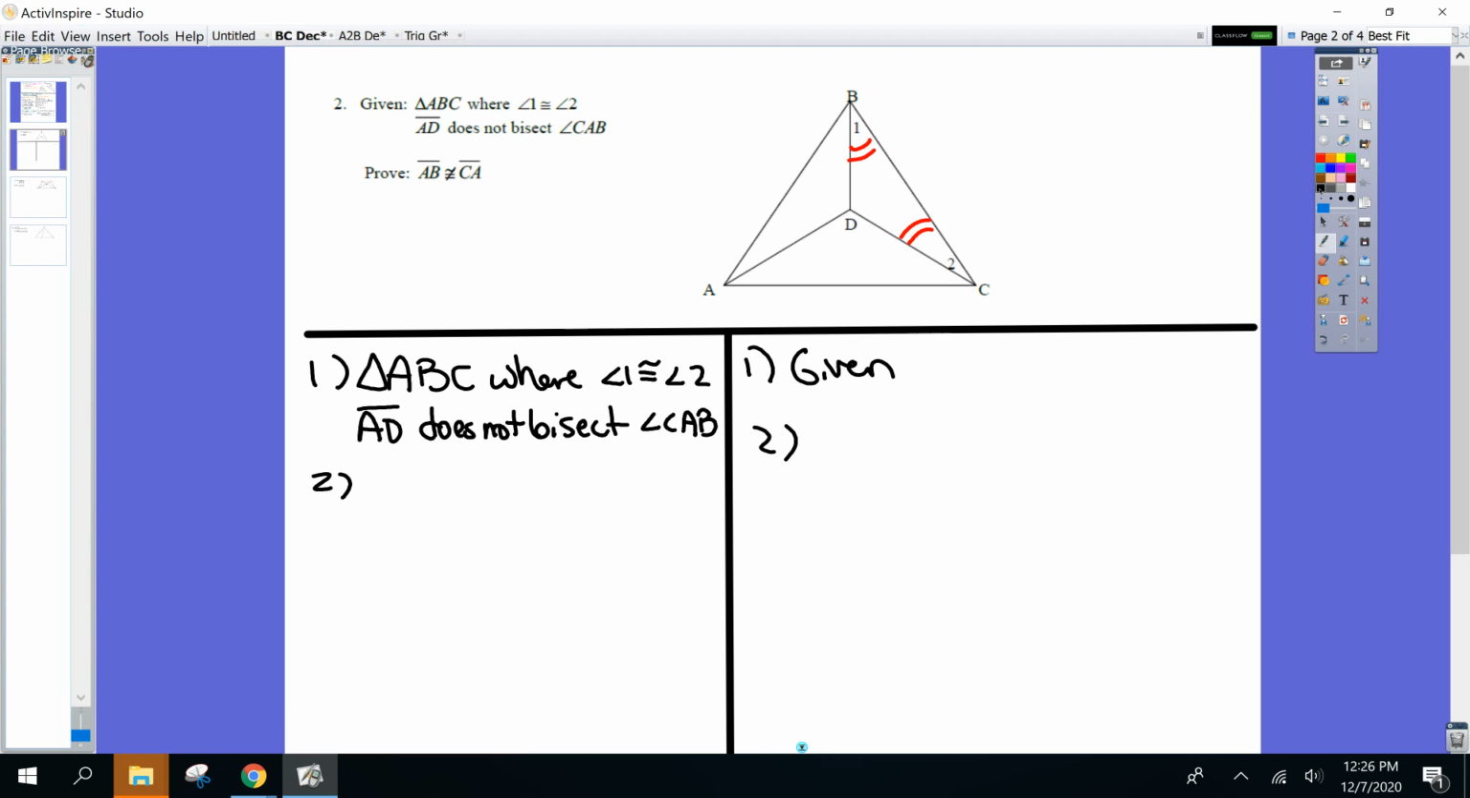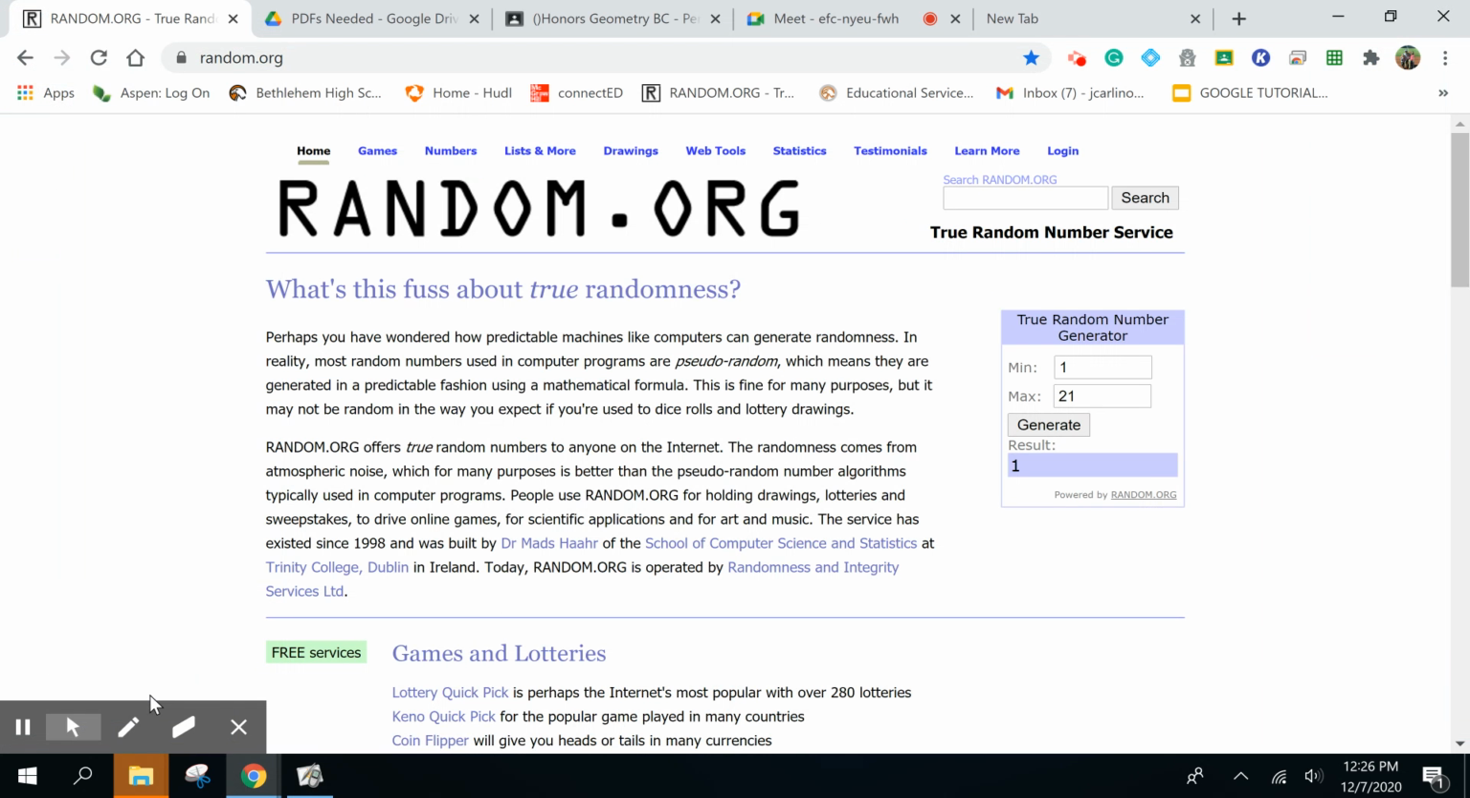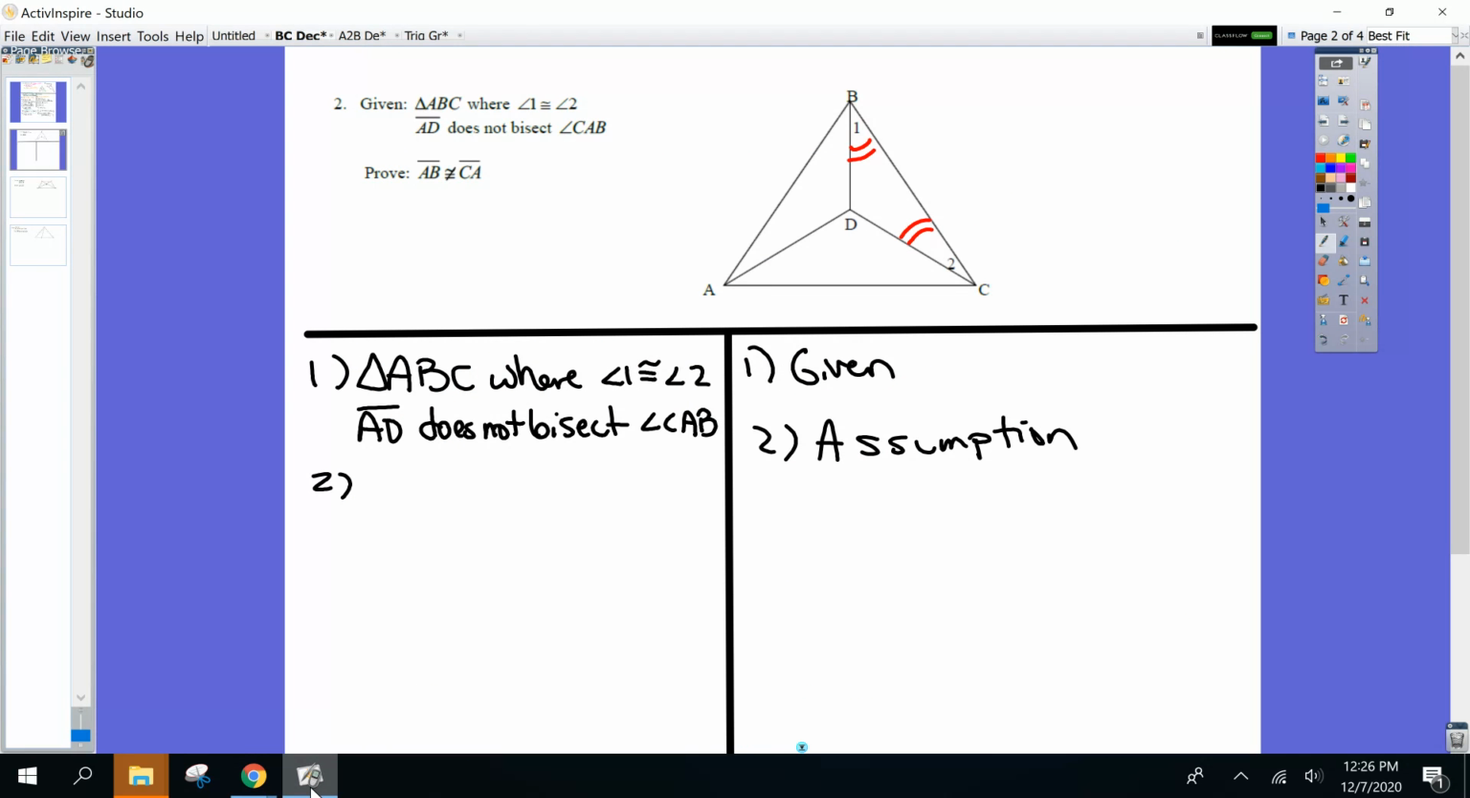Okay, here we go. What are we assuming is true in this one? Nate, what are we going to assume is true? That AB is congruent to CA. Yes, we're going to assume that's true. And make sure, as soon as you write it, don't forget about it. You can use it in your proof that AB and AC are equal. All right, let's go to what we're going to contradict.